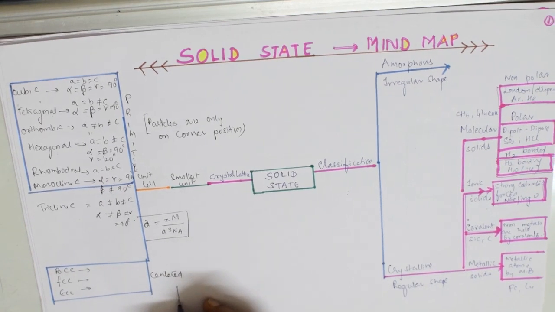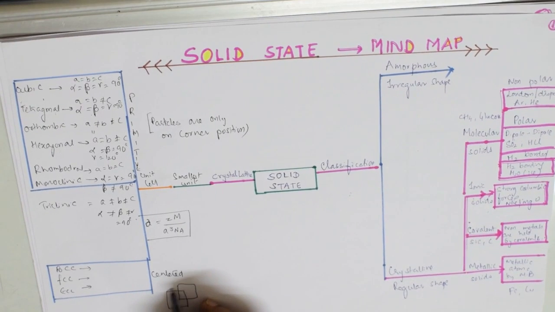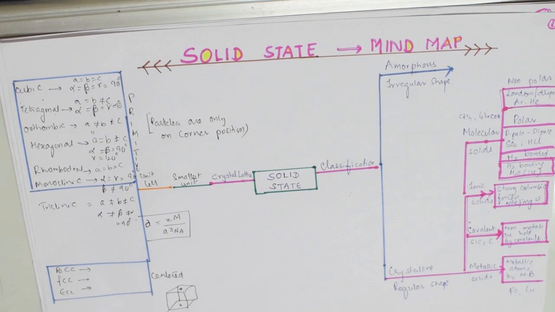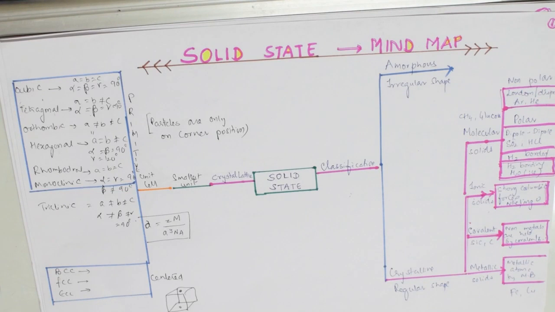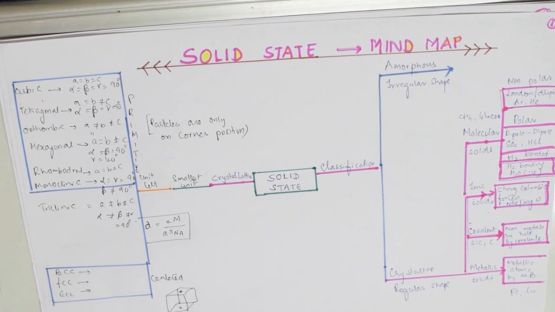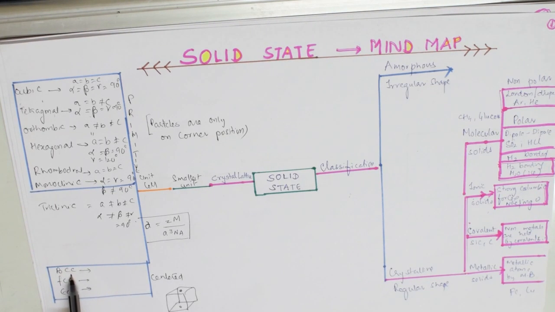Suppose if I draw like this, in end centered, you will have one opposite here, one more like that. So remember the number of particles in each of BCC, FCC and ECC. Right. So now let us see the centered unit cell. As I said, there are 3 varieties, that is BCC, FCC and ECC. BCC stands for body centered cubic lattice, face centered cubic lattice as well as end centered cubic lattice, right?